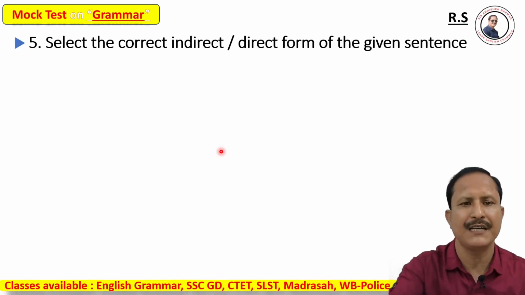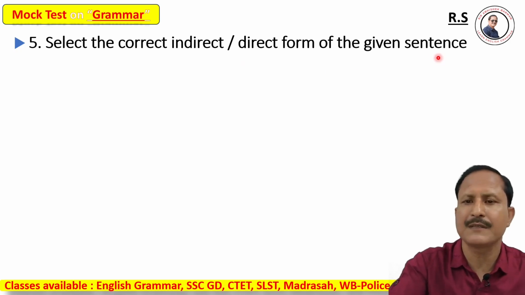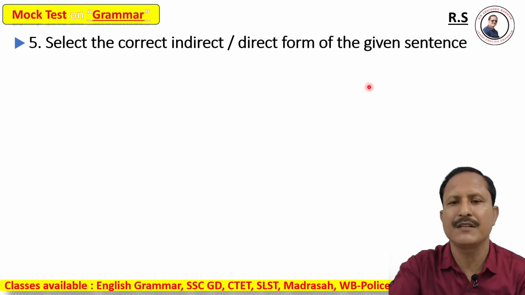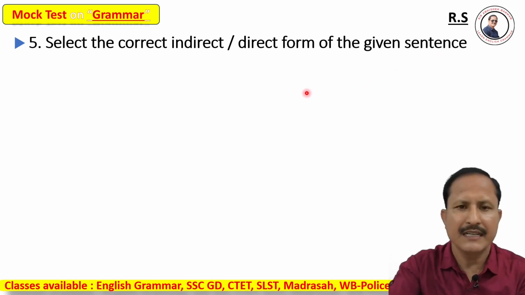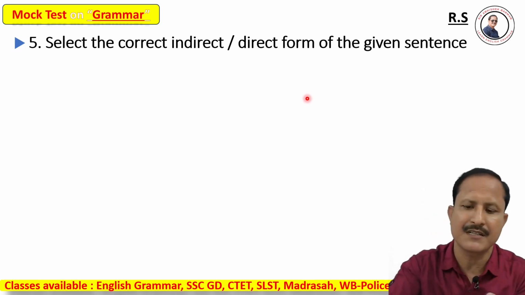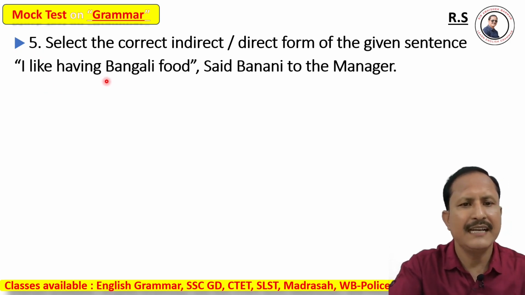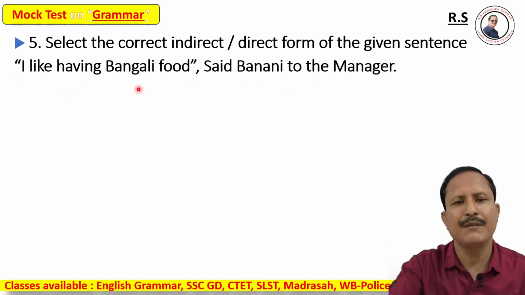Now, question number five. Select the correct indirect or direct form of the sentence. That is, a sentence will be given to you either direct or indirect. If it is direct, then it should be transformed into indirect, and vice versa. So let's know first the sentence. I like having Bengali food, said Bonani to the manager. Once again, I like having Bengali food, said Bonani to the manager.